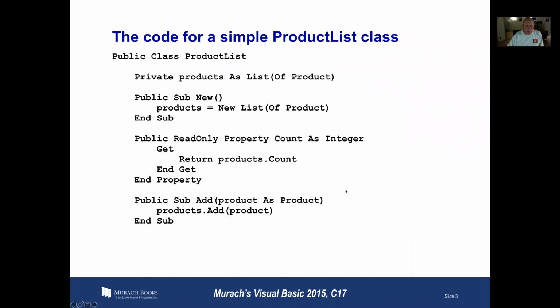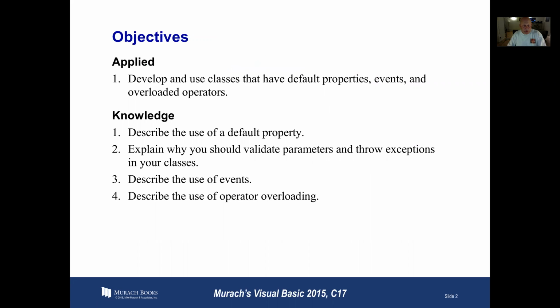Slides. There we go. So one of the objectives is to develop and use classes that have default properties, events, and overload operators. The knowledge that we're going to obtain this week is we're going to be able to describe the use of a default property, explain why you should validate parameters and throw exceptions in your classes, describe the use of events. Also, you'll be able to describe the use of operator overloading.